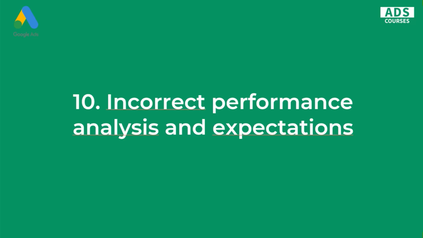Okay, and the last one is incorrect performance analysis and expectations. By expectations, I mean a lot of people actually expect the same results from GDN campaigns as from standard search campaigns or PLA campaigns. And in most cases, it's actually impossible because the display network works differently. It's on a completely different conversion path than the search campaigns, except for maybe remarketing campaigns.